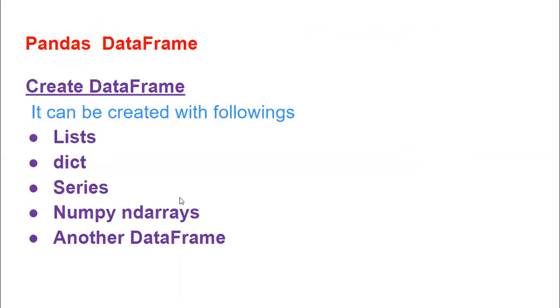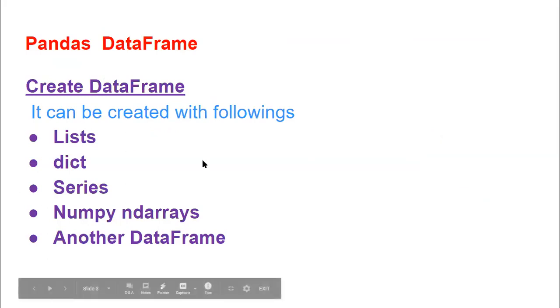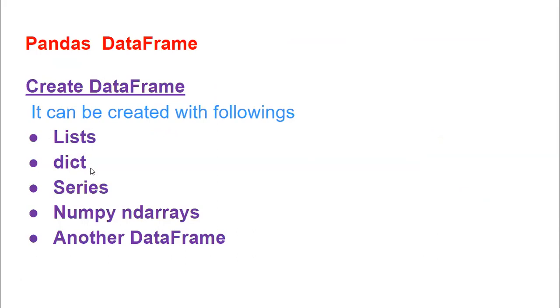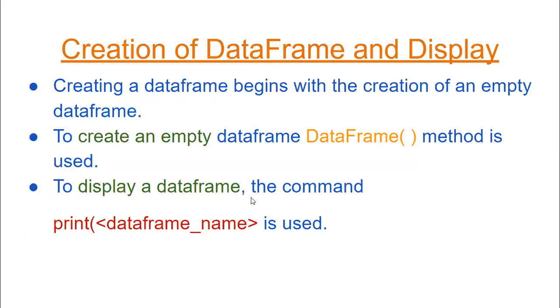Then how can we create a data frame? There are so many different ways to create a data frame. It can be created with a list, a dictionary, a series, or numpy arrays, or from another data frame. So these are all the different ways of creating a data frame. Today we are going to study how to create a data frame with the help of a list and with the help of a series.